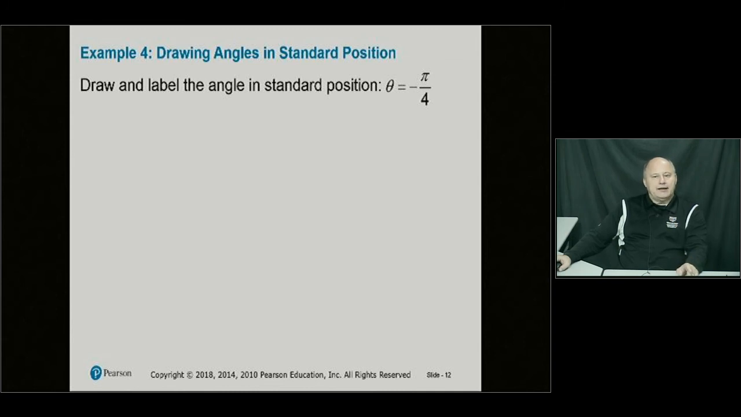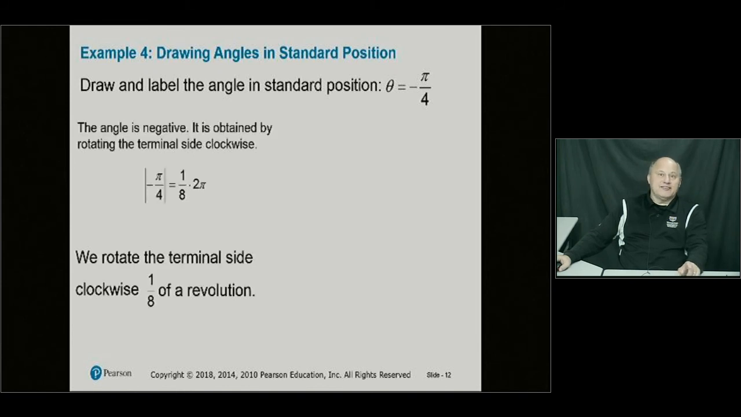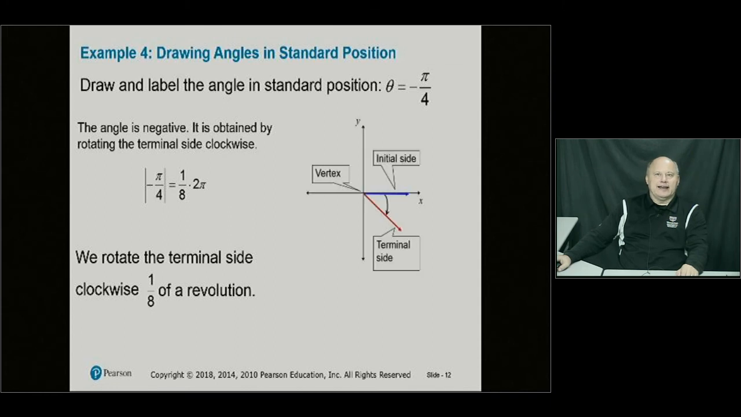Well, pi is half of a revolution. So 1/4 of a pi is going to be 1/4 of a half. Or you could also think of it as this: the angle is negative. It is obtained by rotating the terminal side clockwise. So pi over 4 is 1/8 of the whole 2 pi, because 1/8 times 2 is pi over 4. Remember, 2 pi is one complete revolution, and 1/8 of that is 1/8 of a revolution. And it looks like that picture in the red.